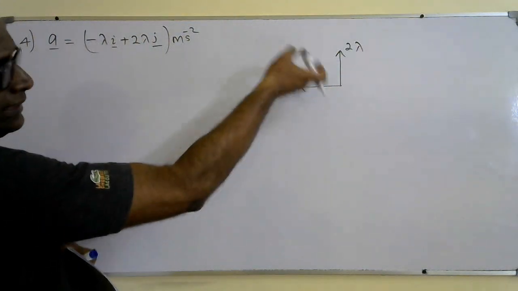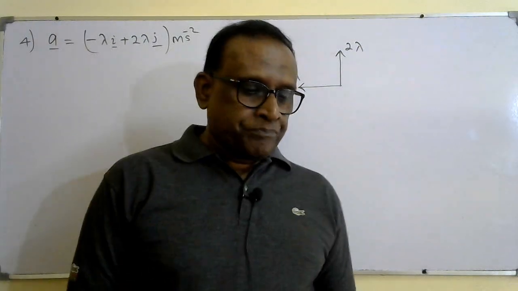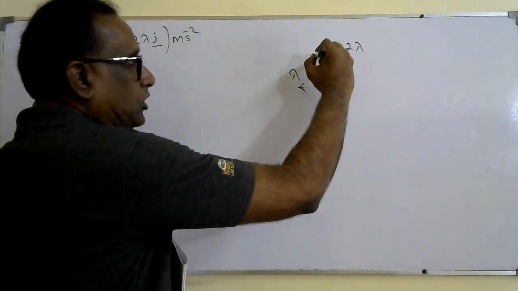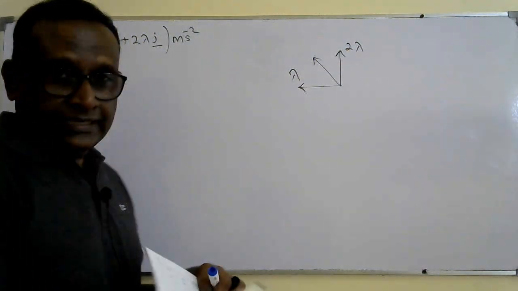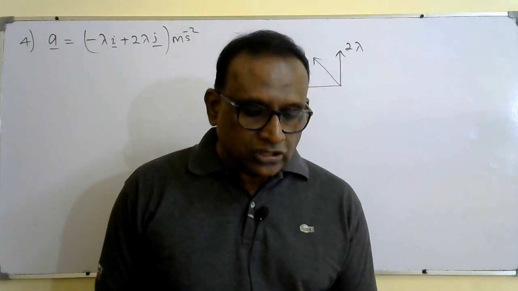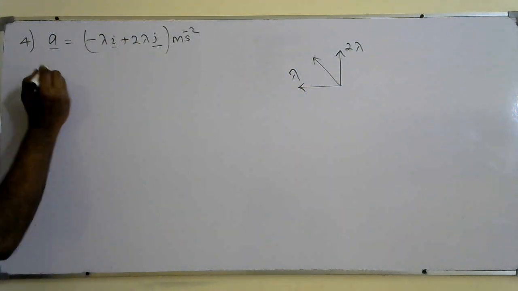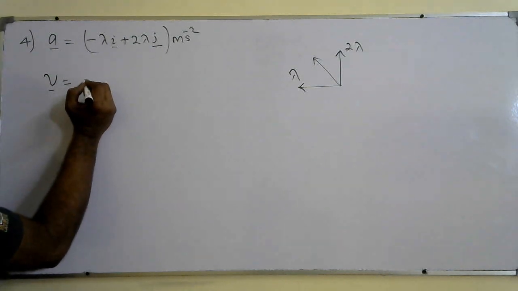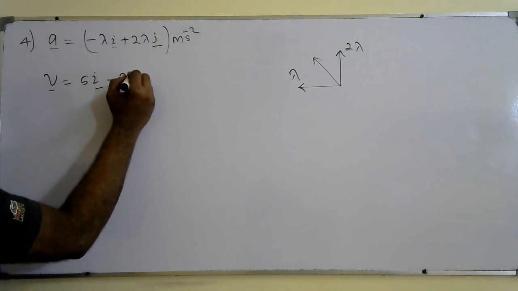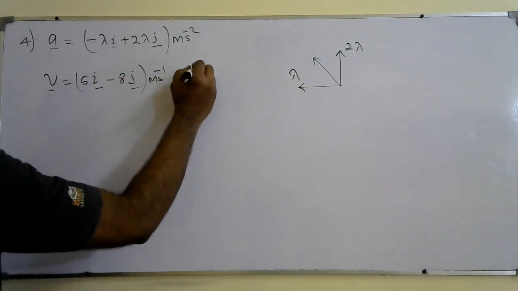If you use the Pythagoras theorem, you will find the actual magnitude of it, right? Anyway, we don't need that. Since lambda and 2 lambda are constant, the resultant is going to be constant, so no change in direction. That's the reason they say constant acceleration, right? At time t equals 0, the velocity of P is 5i minus 8j meter per second.